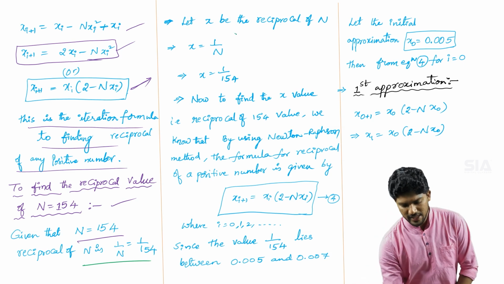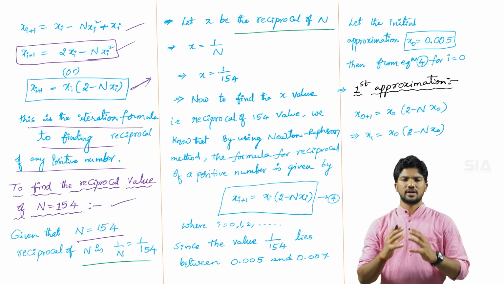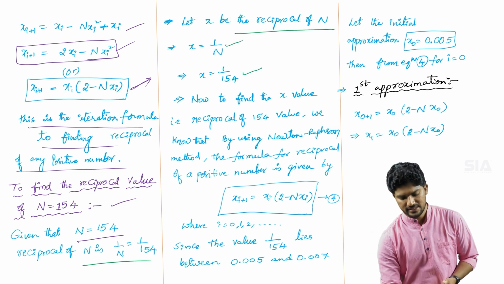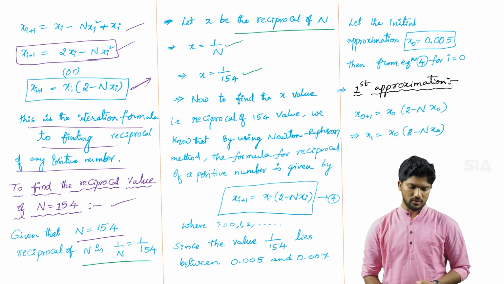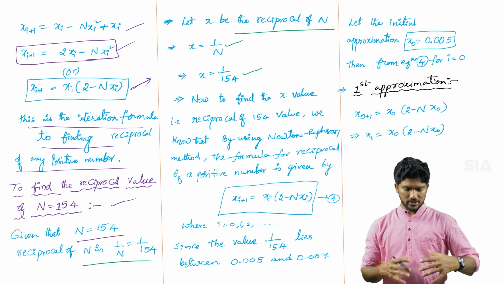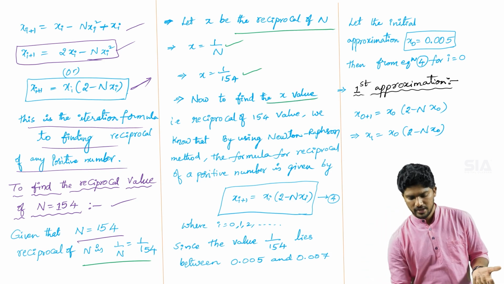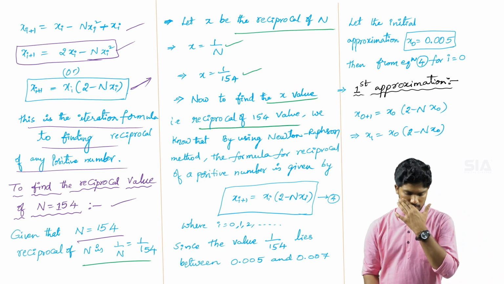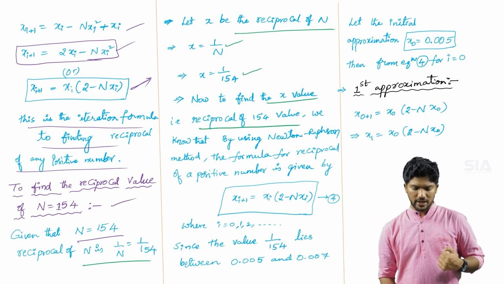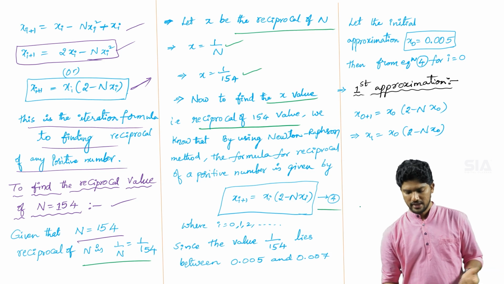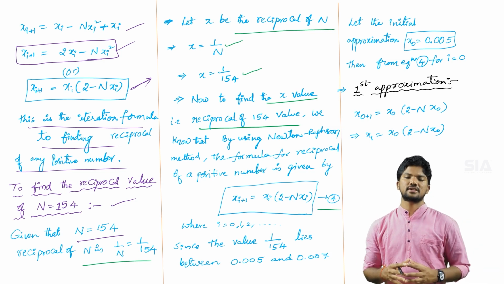Let small x be the reciprocal of n. So therefore x is equal to 1 by n, x is equal to 1 by 154. Okay, so now we have to convert it into an equation. Now to find the x value, that is the reciprocal of 154, we know that by using the Newton-Raphson method, the formula for the reciprocal of a positive number is given by x suffix i plus 1 is equal to xi.